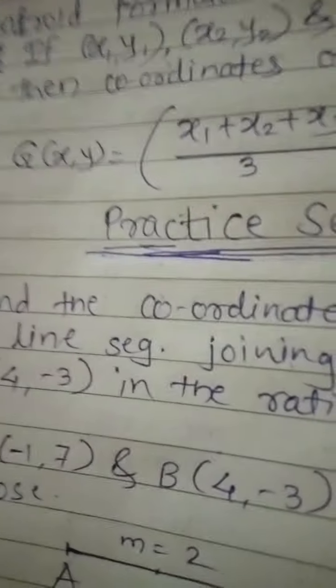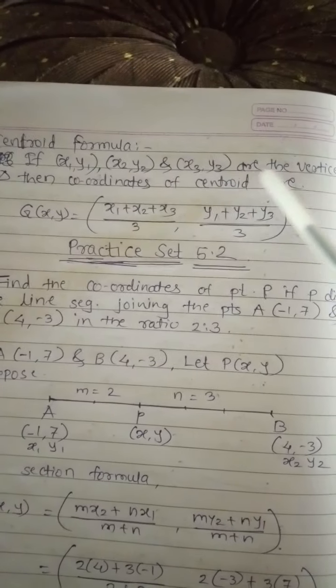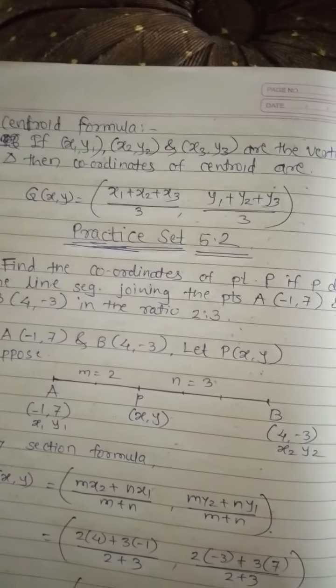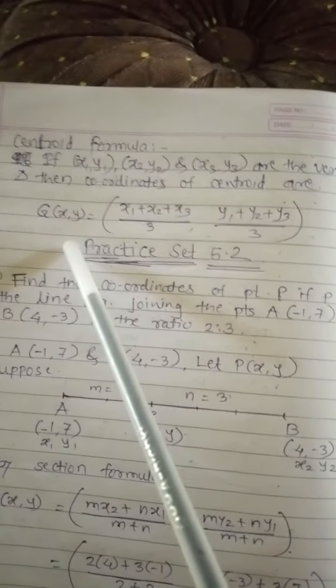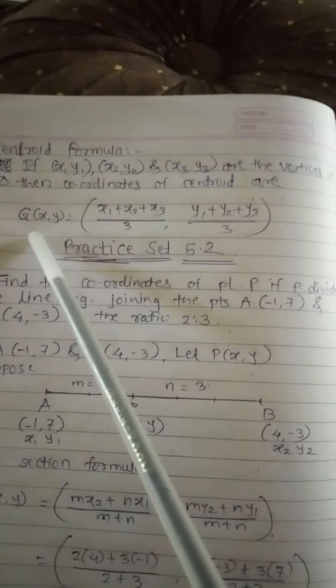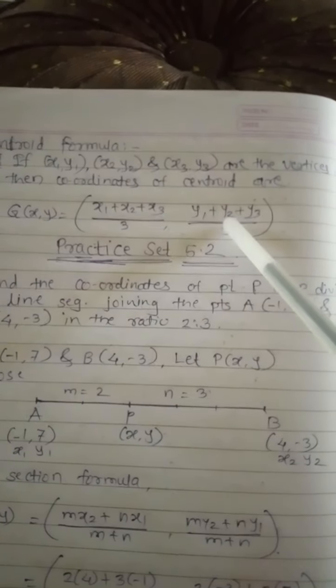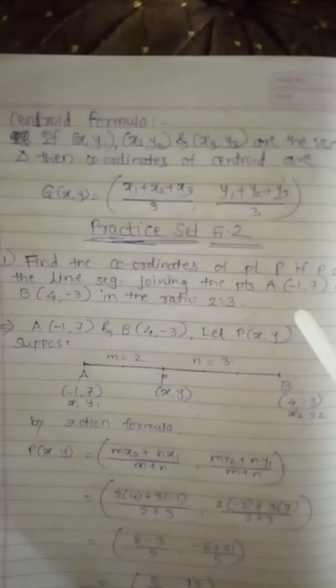And the next one is the centroid formula. If (x1, y1), (x2, y2) and (x3, y3) are the vertices of a triangle, then the coordinates of the centroid G(x, y) are given by (x1 + x2 + x3) upon 3 and (y1 + y2 + y3) upon 3. So this is the formula for the centroid.